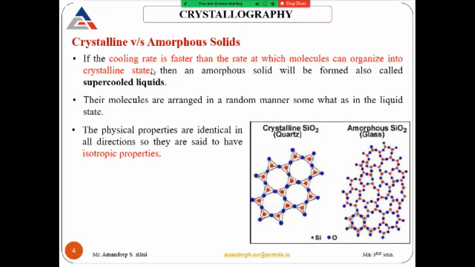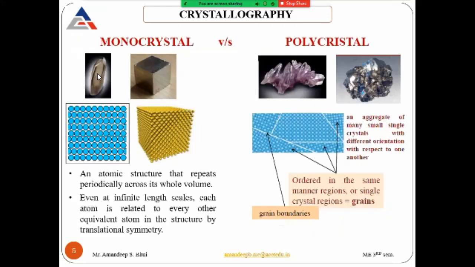So quartz and glass both have the same chemical formula, SiO2. The only difference is the arranged structure: in crystalline form it is called quartz, and the disordered structure becomes glass. So this is the difference between crystalline and amorphous solids. Then comes the question of what a monocrystal or a polycrystal is.